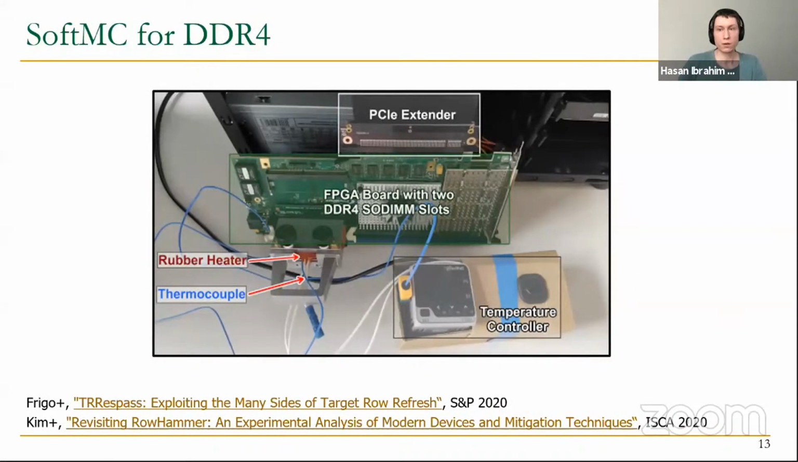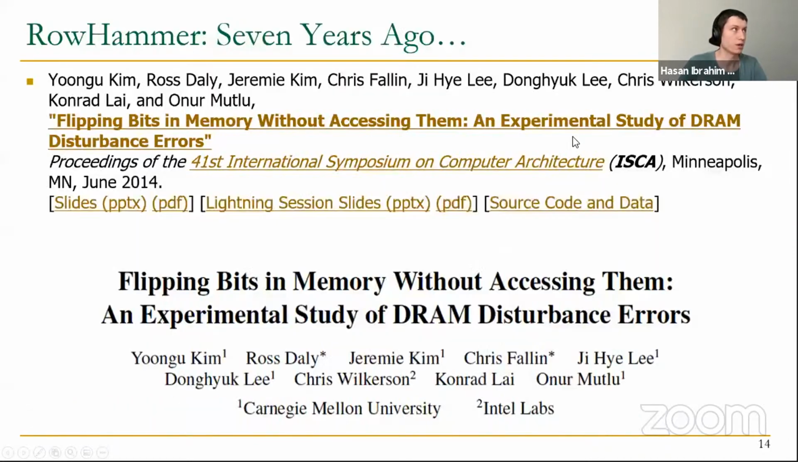Yeah, so basically FPGA infrastructures enabled research into RowHammer, and they provide us a deep understanding of the RowHammer problem and help us develop potential solutions. And now let's look at some examples. So 7 years ago, researchers used an earlier version of SoftMC to find the RowHammer issue in DRAM.